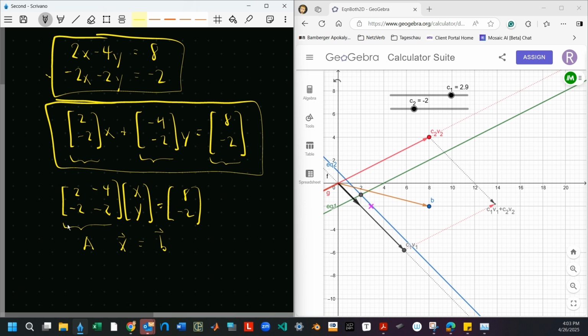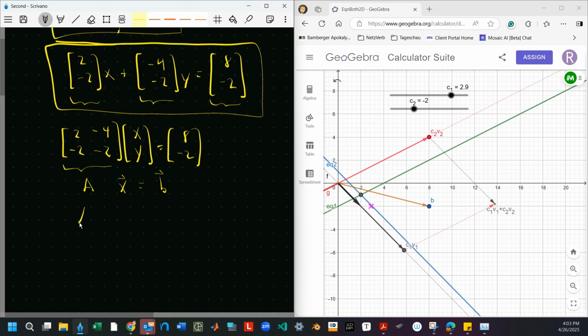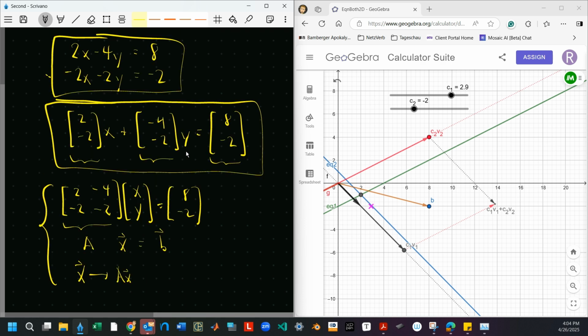And now this is basically like a function, right? So x bar is getting mapped or transformed to A x bar. And now we're saying, find the element of the domain that maps to B. So this is like trying to find a preimage of something in the image of a function. So that's another interpretation of the very same problem.